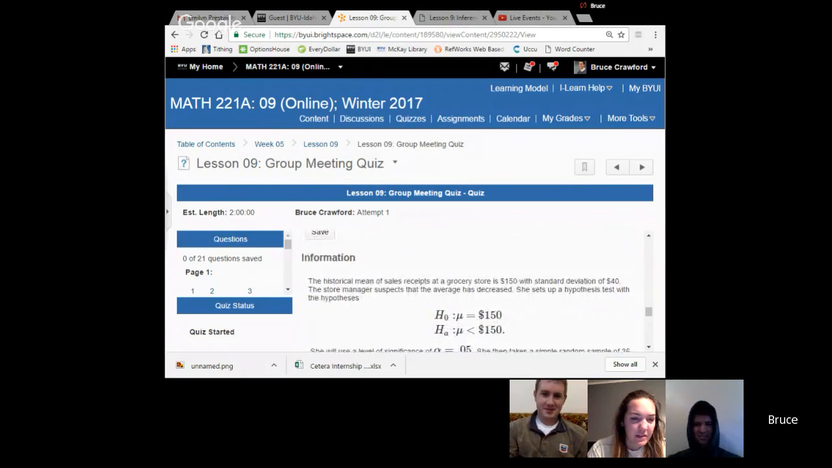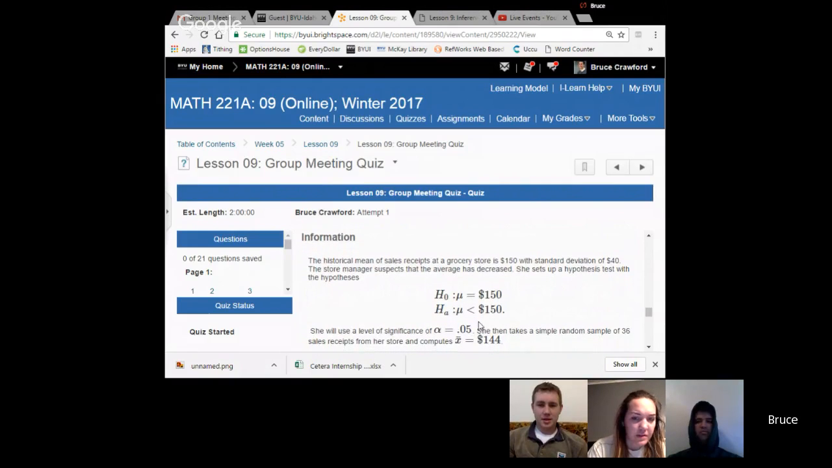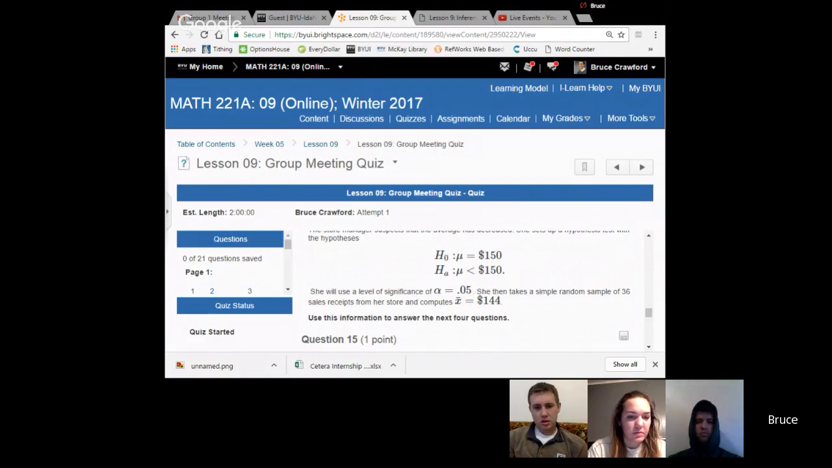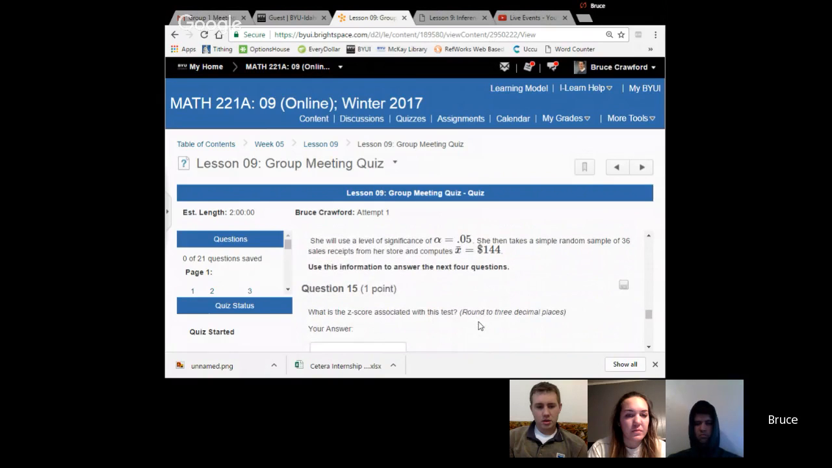Historical mean of sales receipts at a grocery store is $150 with a standard deviation of $40. The store manager suspects the average has decreased. She sets up a hypothesis test with the null: the mean equals 150, and her test hypothesis: the mean is less than 150. She will use a level of significance of 5%. She then takes a simple random sample of 36 sales receipts from her store and computes X bar equals 144. Use this information for the next 4 questions.